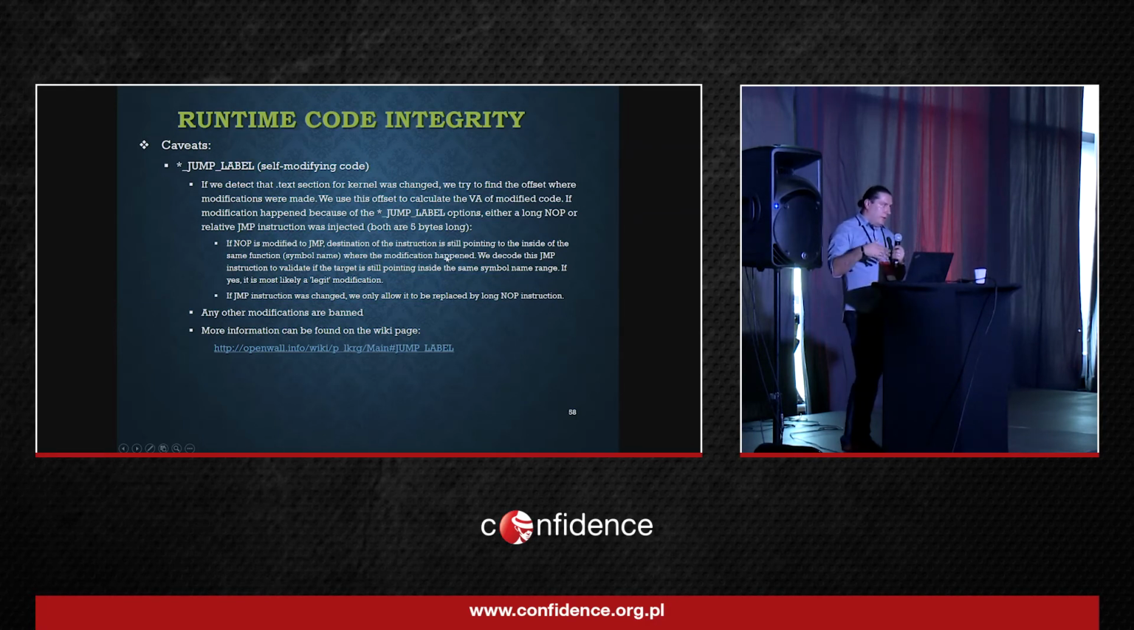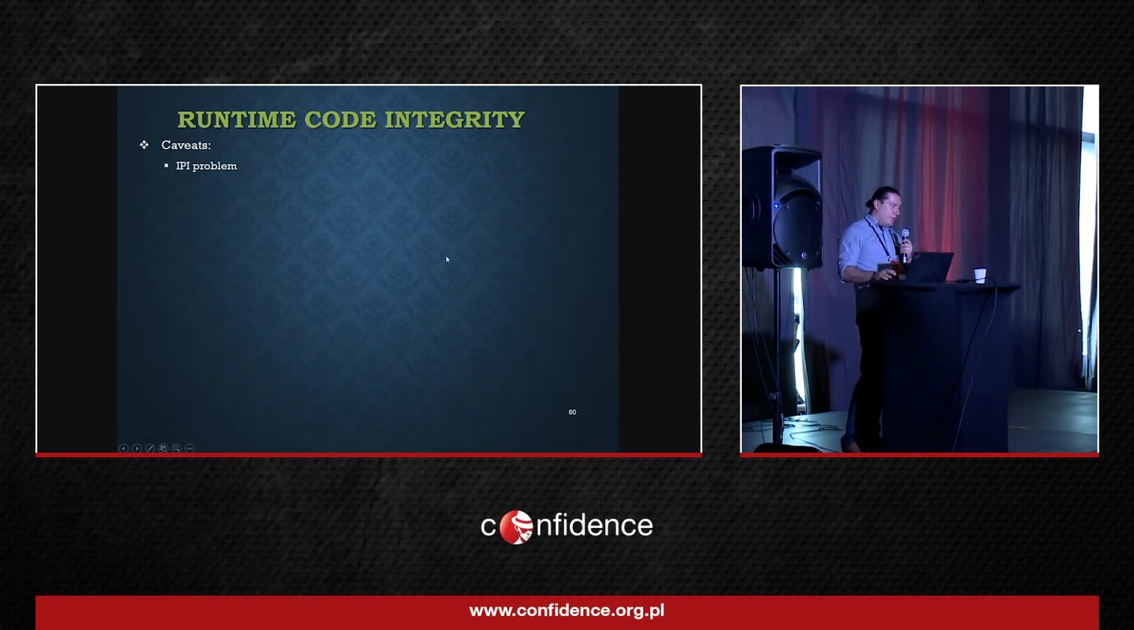Other modifications, which is also by jump label, the relative jump instruction can only be changed to the long NOP instruction. And other modifications are banned, and you can find more information here, because there are some caveats, which are too technical, which I don't want to cover here. Also, another thing to mention, this situation happens only for the kernel core, not for the modules, but you can also, if you want, compile a module with the same feature, and I will work on the next version of LKRG to also support modules to detect jump label modification.